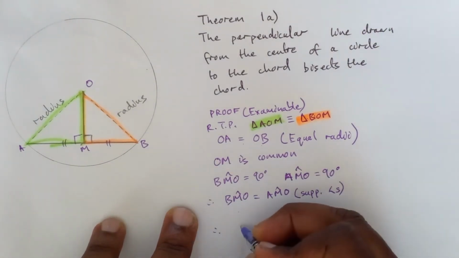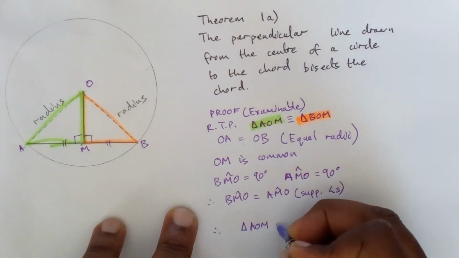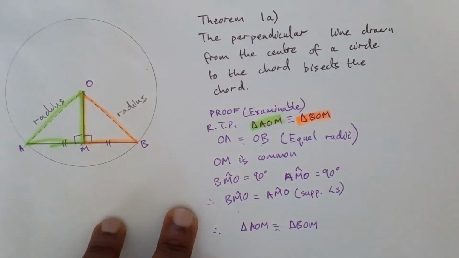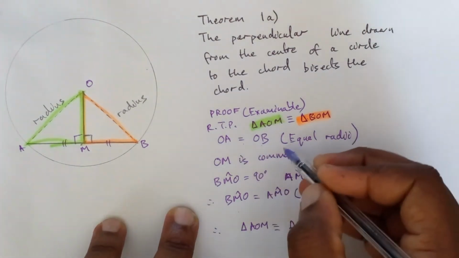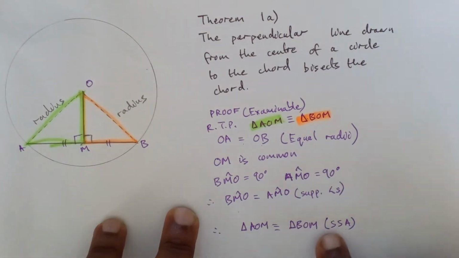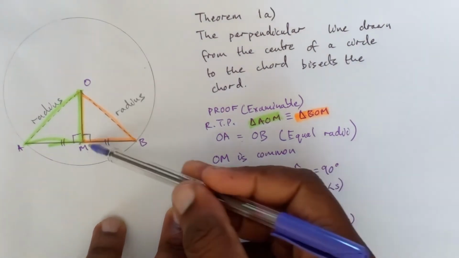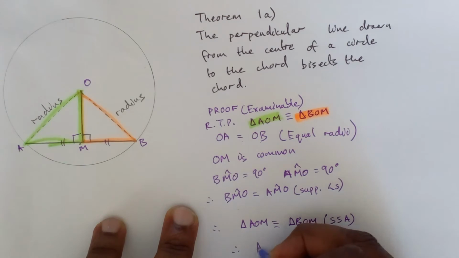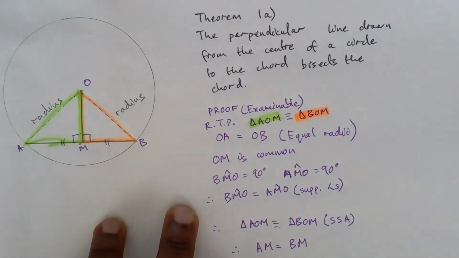So what that means is that the triangle AOM, that's one, and the triangle BOM, that one, are going to be congruent to each other by the SSA condition. Remember, SSA: sides are equal, angles are equal. If they are congruent by the SSA condition, then that automatically means that the side BM of the triangle and the other side AM of the triangle are also equal. So that means AM is equal to BM. And there we have it. We have proved this theorem.